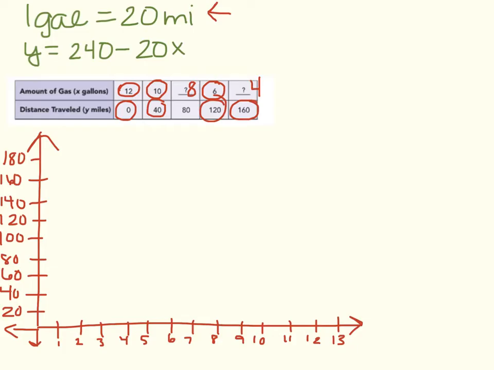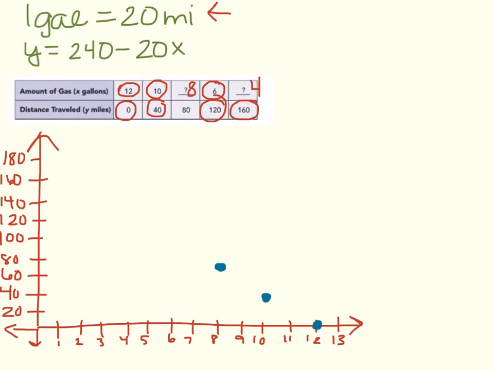Our first relationship tells us that the amount of gas equaling 12 means that we've gone 0 miles. So our ordered pair is 12, 0, and we're going to put a dot right here to show that point. Next up, if we have 10 gallons of gas, that means that we have traveled for 40 miles. That's going to go right about here. And if we've gone 80 miles, then we have about 8 gallons of gas in our tank, which should be about right here.